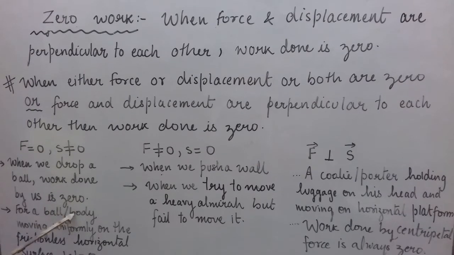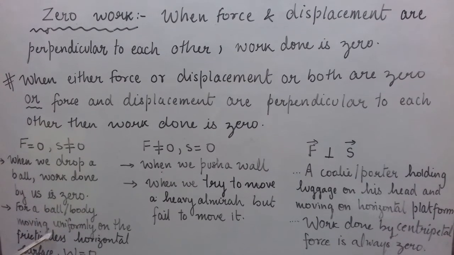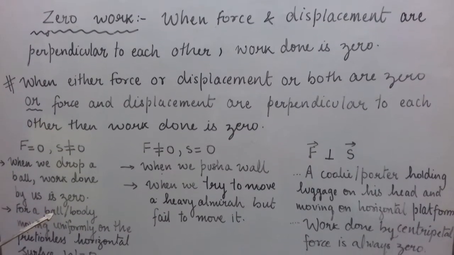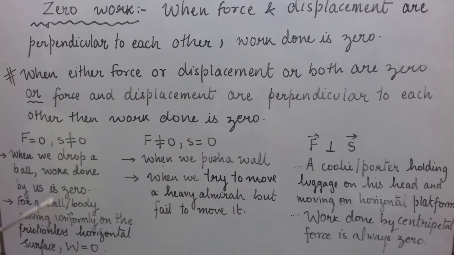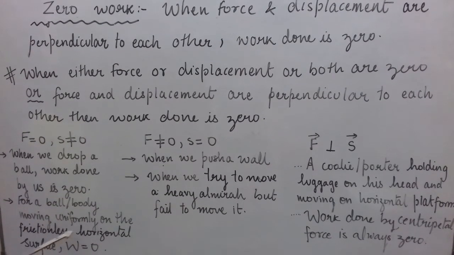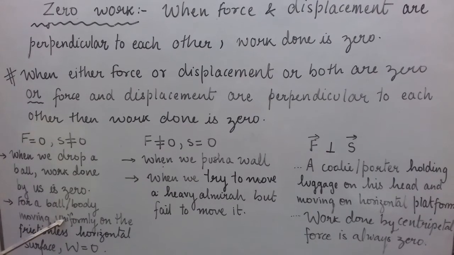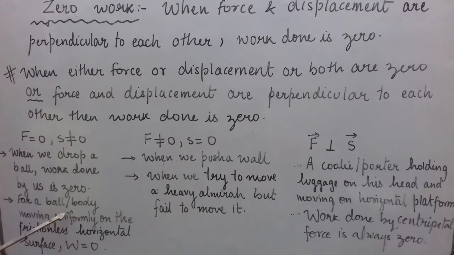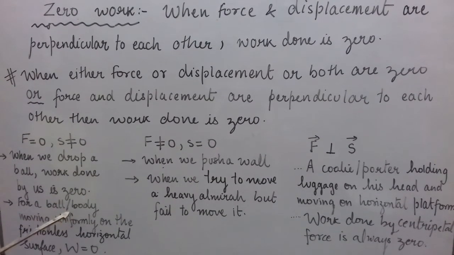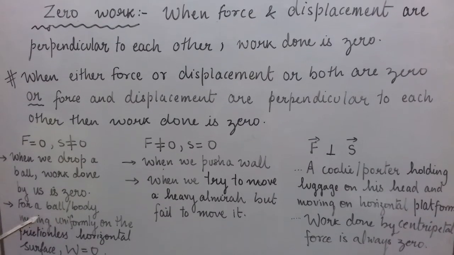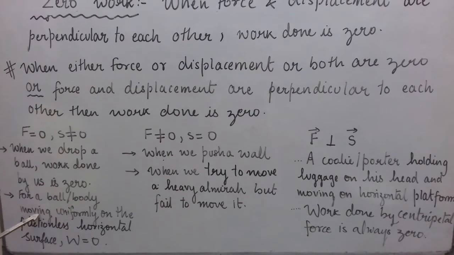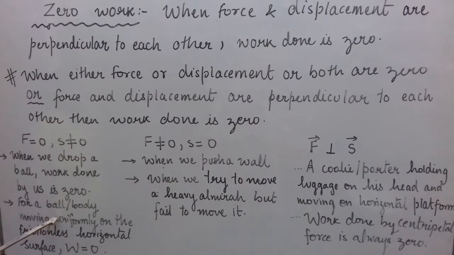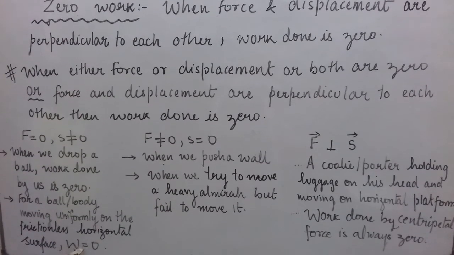Now, the second example, let us see. For a ball or body moving uniformly on a frictionless horizontal surface, let us say on a ball, some force is applied and the ball starts moving. If it is moving on the frictionless horizontal surface, then it will move uniformly without changing its speed and direction, that is without changing its velocity. So maybe to make the ball move you have applied force, but to keep it moving, there is no force applied. It is moving on its own, as per Newton's first law of motion, you know this. So work done will be again 0.